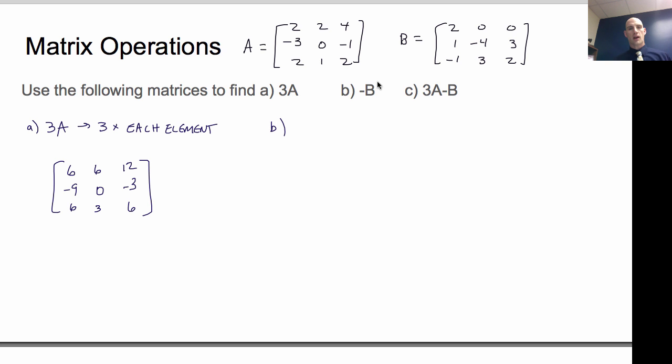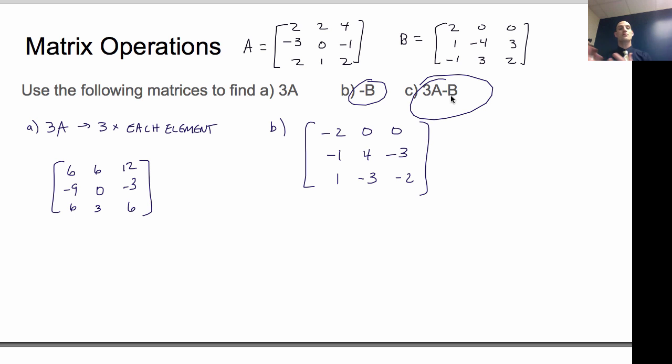So in B, when I'm doing a negative B, it's negative times each element. And so I'm just going to go straight across. Negative 2, 0, 0. This 1 becomes negative 1. Negative 4 becomes positive 4. 3 becomes negative 3. Negative 1 becomes 1 because it's times negative 1, so negative 3 and negative 2. Then this is just a combination of those two things. And so when I am subtracting B, it's the same as adding that negative B. So really, I'm just going to add these two together.